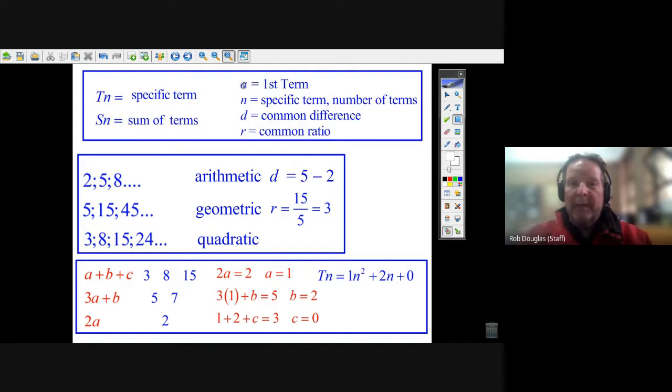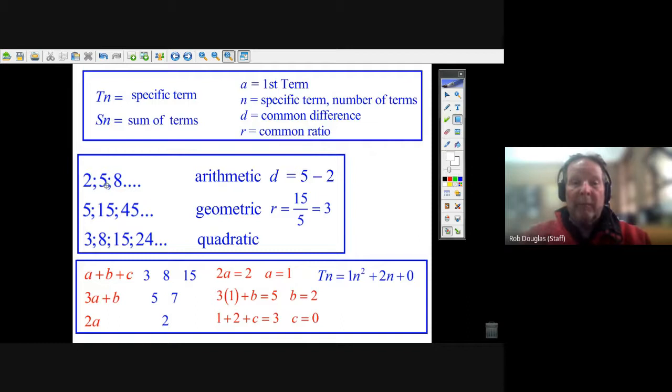You have to know A is the first term. N is that specific term or all the terms added up in a sum. D is a common difference. And we're going to look at that in a second. And R is for the common ratio.